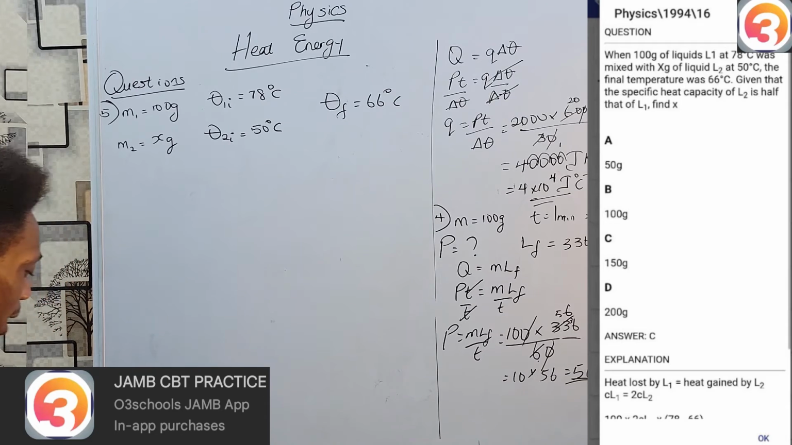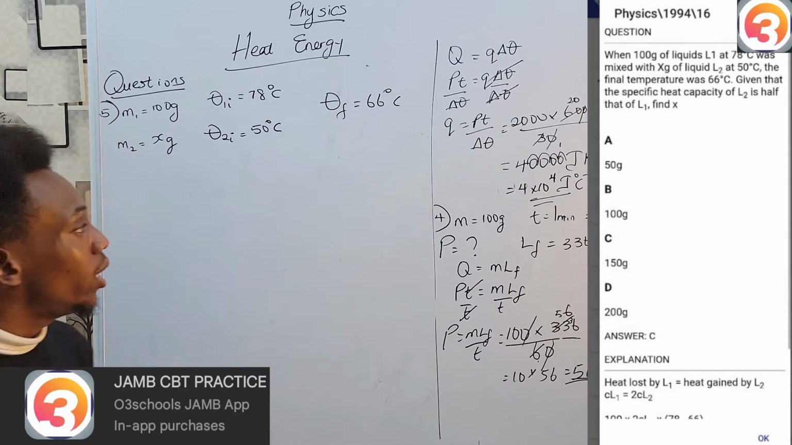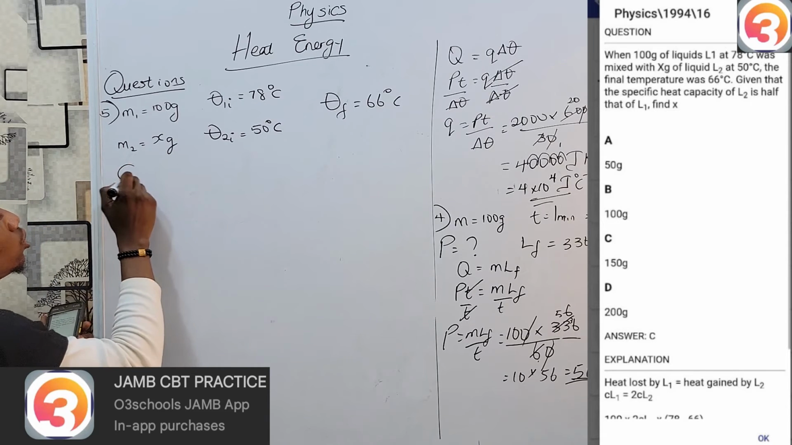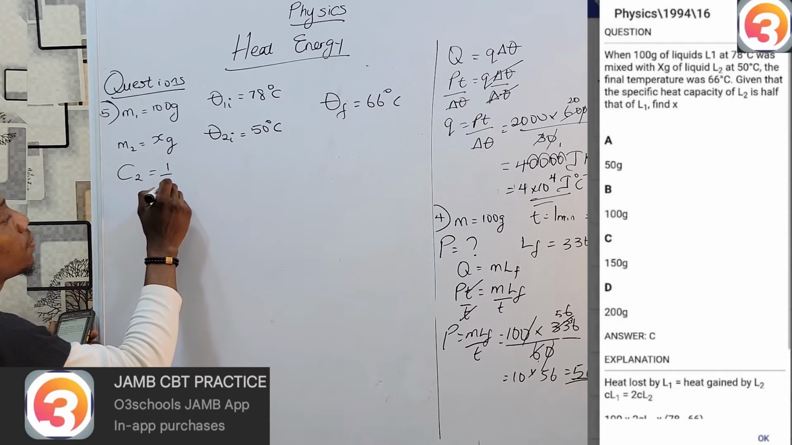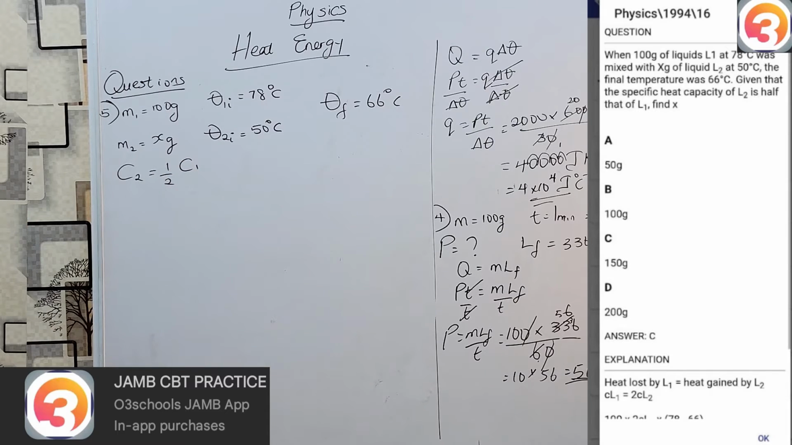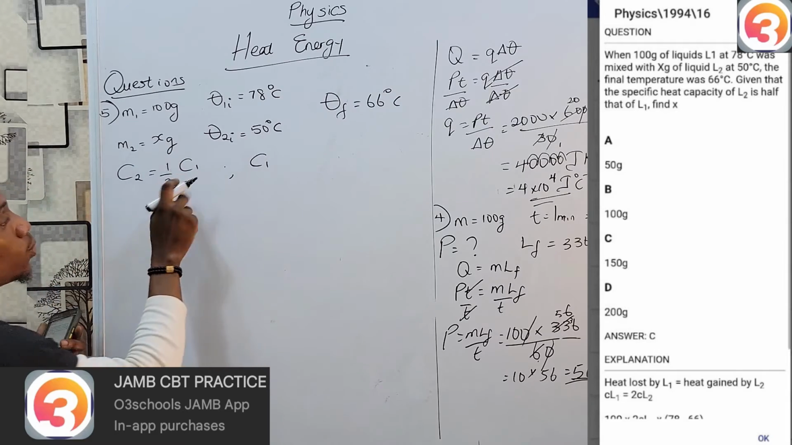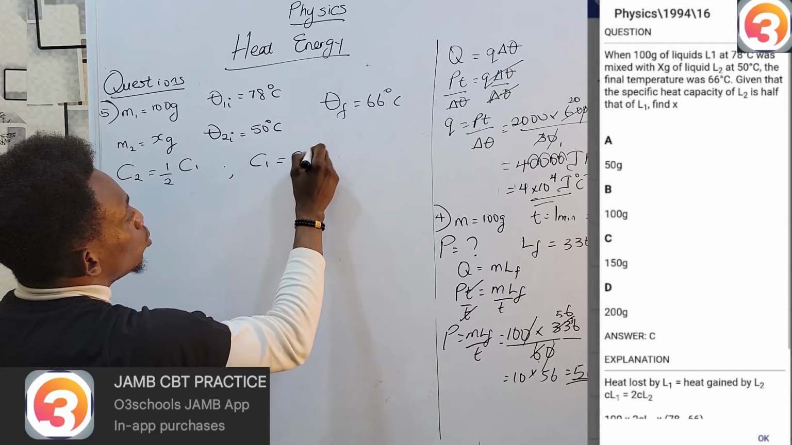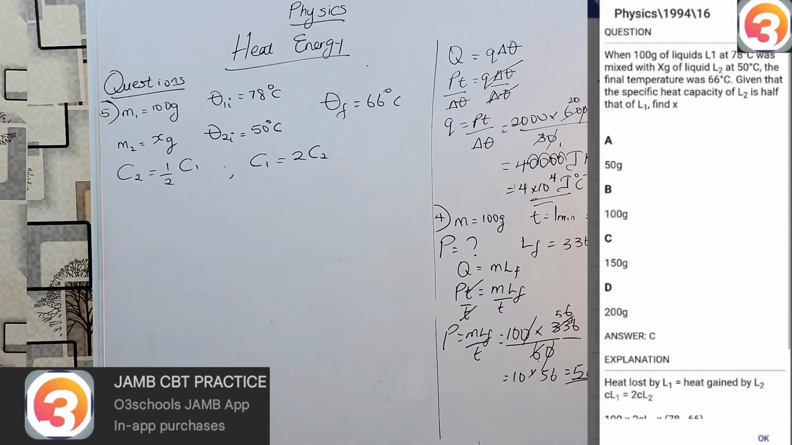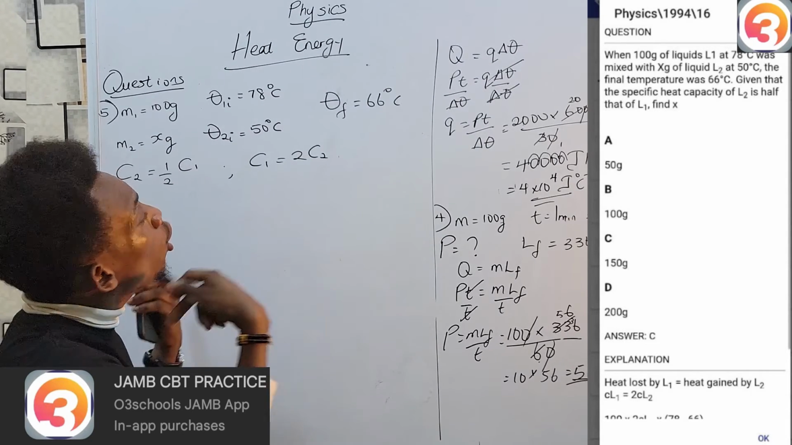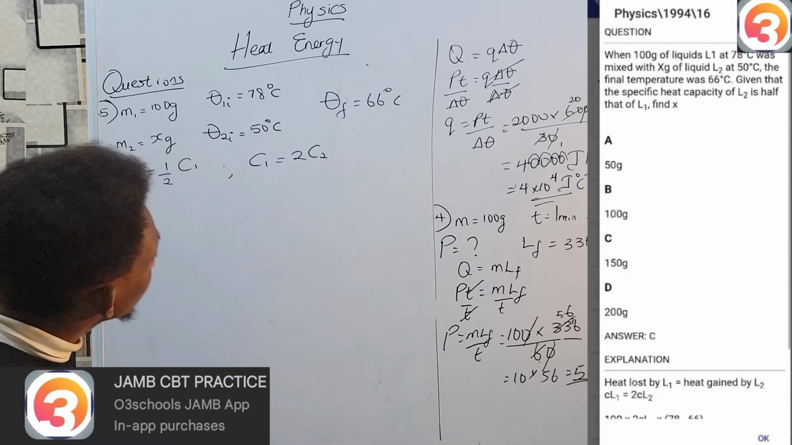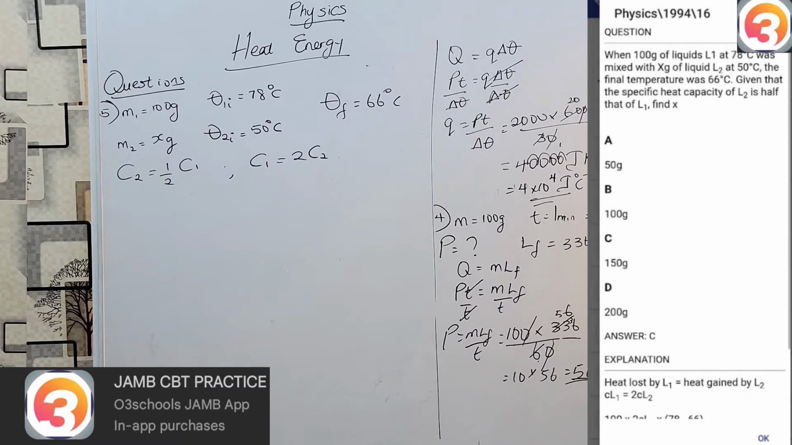And then we are told, given that the specific heat capacity of L2 is half that of L1, so C2 is half C1. Or if you prefer, you could cross multiply and therefore note that C1 equals 2C2. Because typically I know we prefer working with whole numbers than with fractions. Now, with all this information we have on the board, what can we do to get this M2? Again, very, very simple, really.